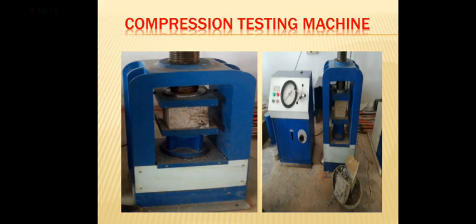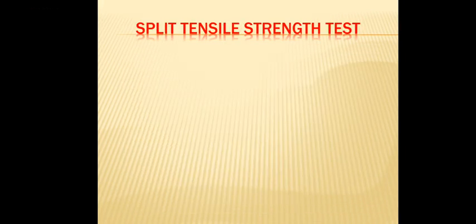We have to keep it in the UTM machine, that is Universal Testing Machine. Apply the load. At what load the concrete will fail, starts the cracking. That load will be noted down and divided by the cross-sectional area will give the compressive strength of the particular concrete. The concrete should be 28 day of cure. That concrete we have to perform the test.